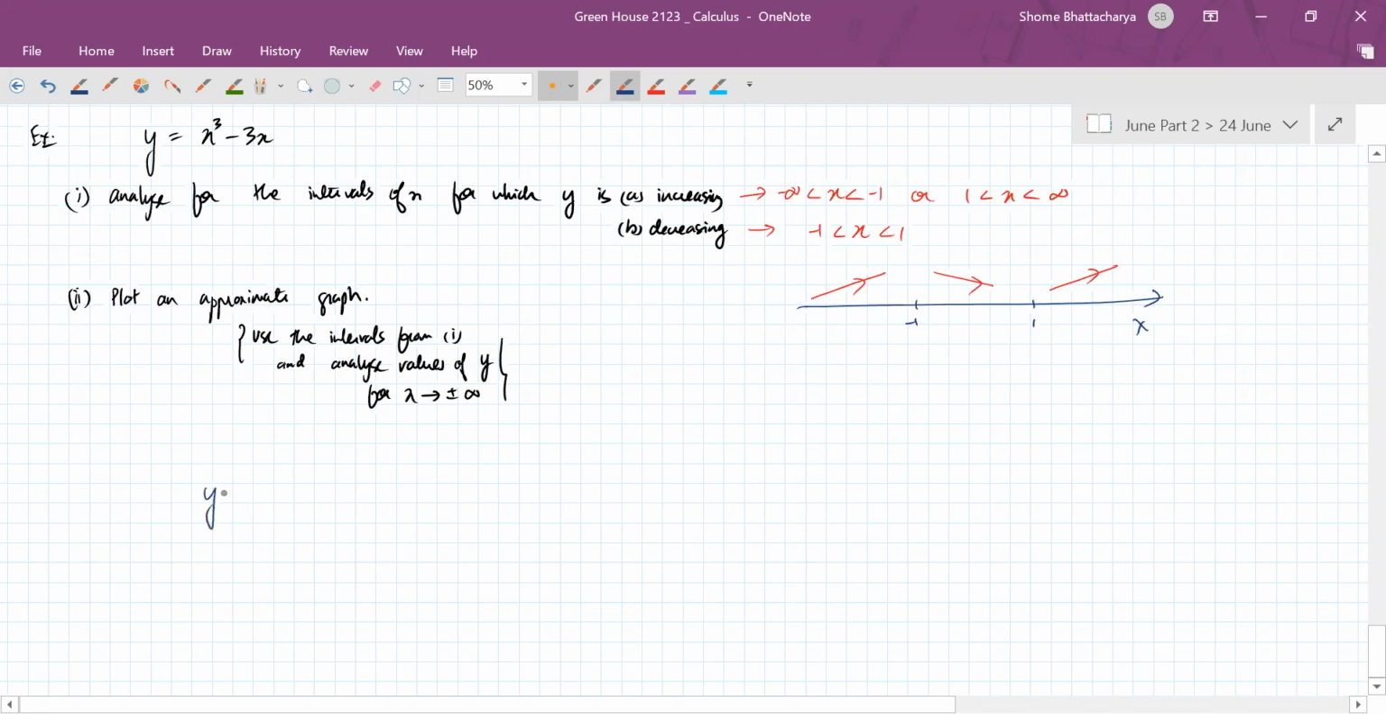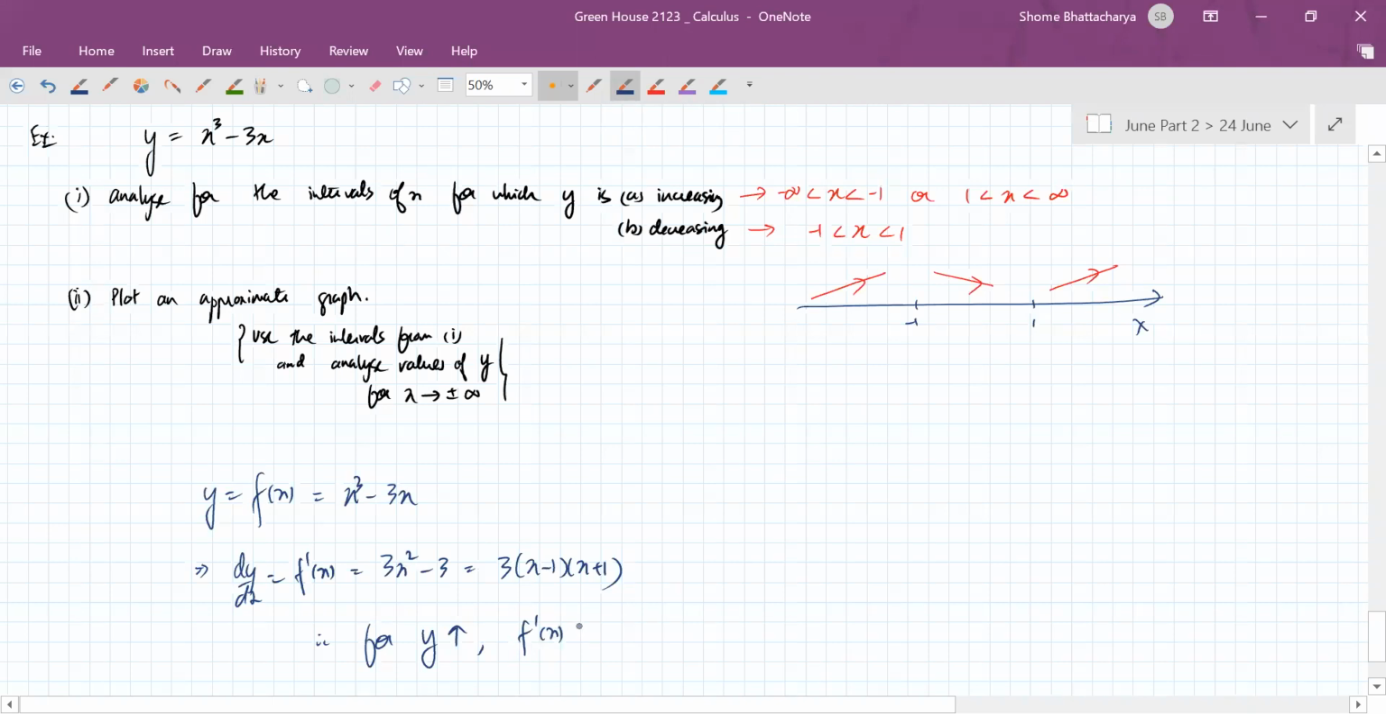So for the first part, given that the function is x cubed minus 3x, the derivative of the function is 3x square minus 3, which we can nicely factorize and write as this. So this is where it's going to come in handy. So for y to be increasing, the derivative should be positive. So 3 into x minus 1 into x plus 1 should be greater than 0.